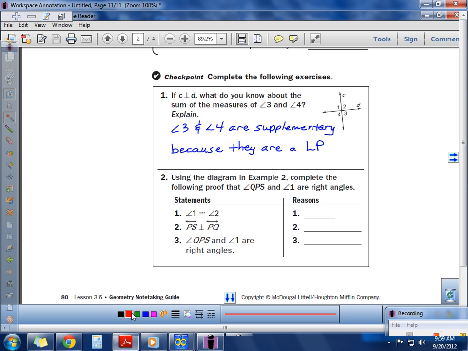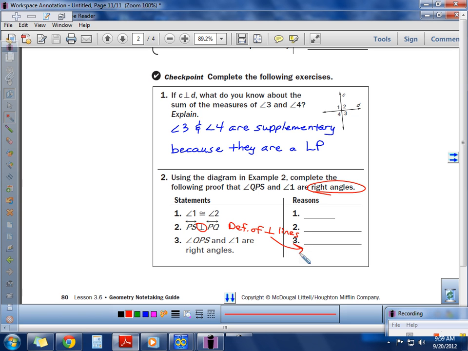Looking at this one, without even reading a whole lot, what do you see are the key words on number 2? What are the key words? Right angles. So this means we might be using the definition of right angles. The other thing I'll look at, to be able to say they're 90 degrees, they're perpendicular, and changing that to right angles, we're probably going to be using the definition of perpendicular lines.